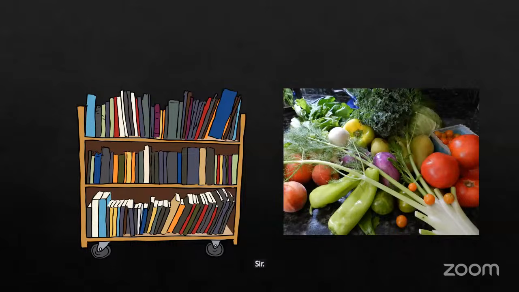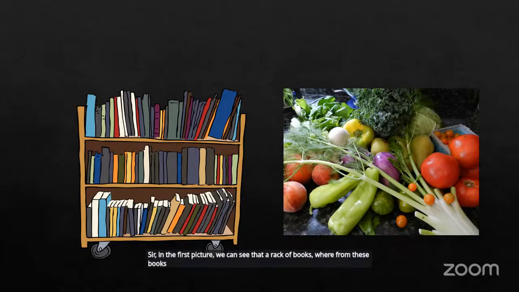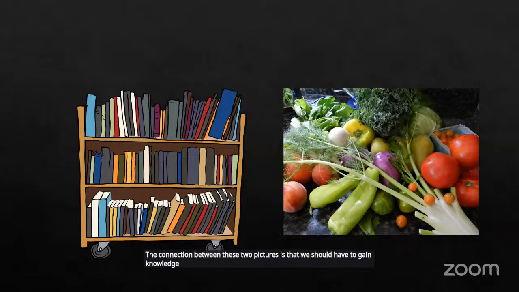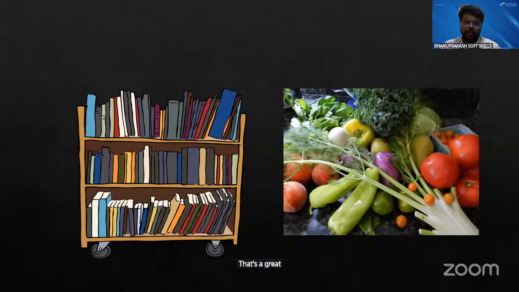Sir, in the first picture, we can see a rack of books, from which we can gain knowledge, experience and everything. And in the second picture, we can see a collection of green leafy vegetables and every type of vegetable, which is used to maintain our health. The connection between these two pictures is that we should gain knowledge, experience and everything with good health. When these two are balanced, we can work very efficiently on the work we are focusing on, sir. That's a great point, a great observation and linking.